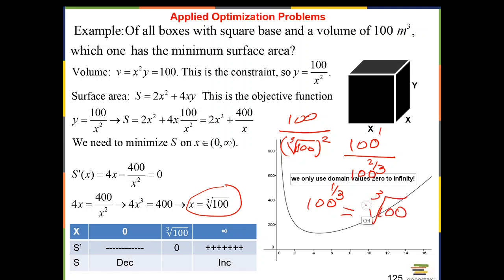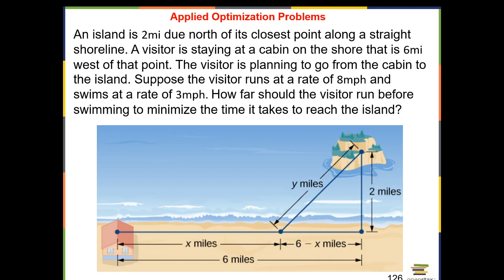So that means x and y both have to be what? Cube root of 100. That means you have to build a cube. That's the best rectangular prism to make, a cube. Okay, for what? To minimize the surface area. Okay, one more. And this one has to do with a problem with minimizing time.